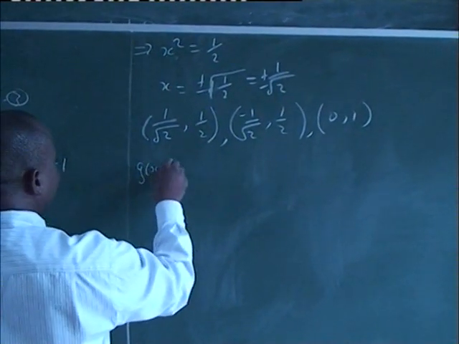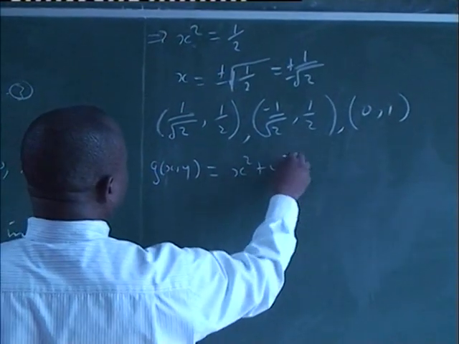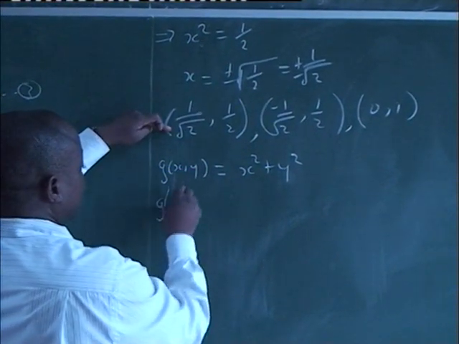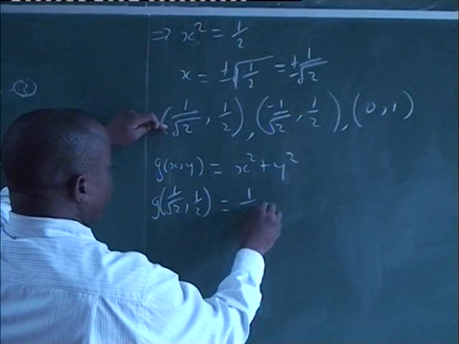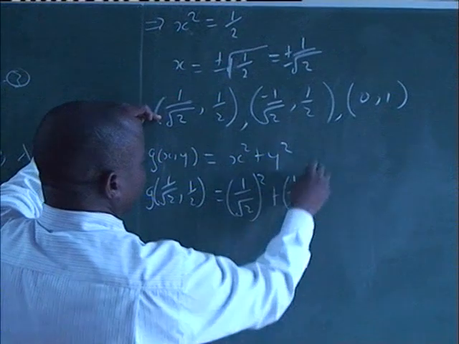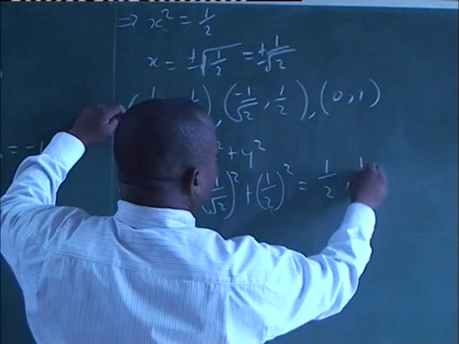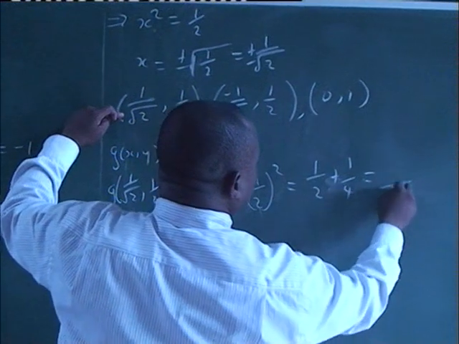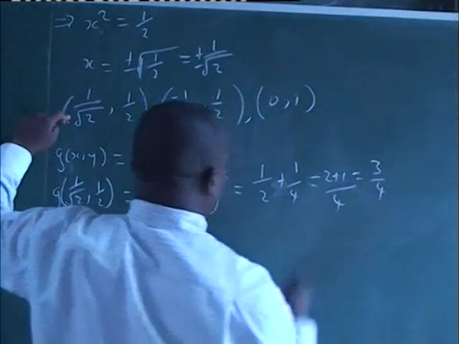g of x, y equals x squared plus y squared. So let's go with this. That means g of 1 over root 2 and 1 over 2 will be 1 over root 2 squared plus 1 over 2 squared. Of course, that will give me 1 over 2 plus 1 over 4, which is the same as 2 plus 1 over 4, which is 3 over 4.